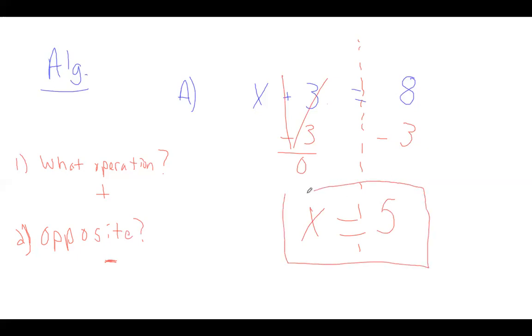And you would have known that just by looking at the problem. What number plus 3 is 8? 5, right? We know that. But when they get more complicated, we want to have that process right here. What operation's happening? Let's do the opposite. And we make sure we do it to both sides of the equation, right? Make sure we do it to both sides of the equation.